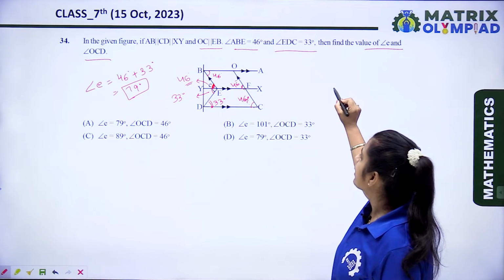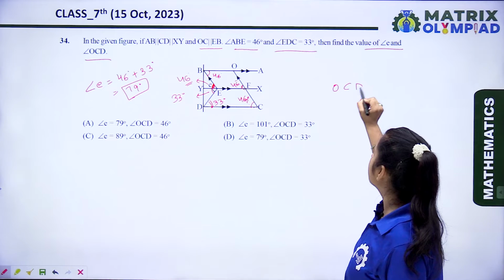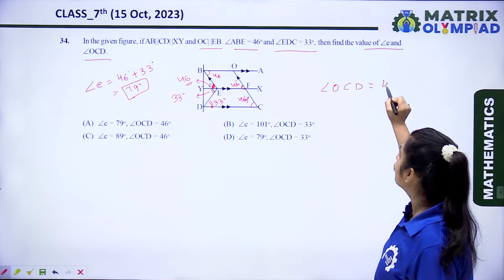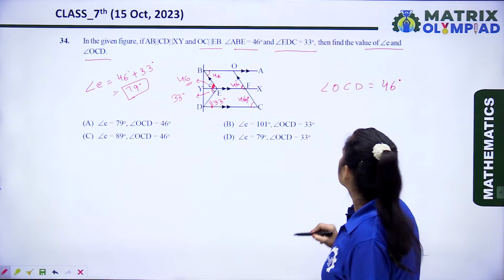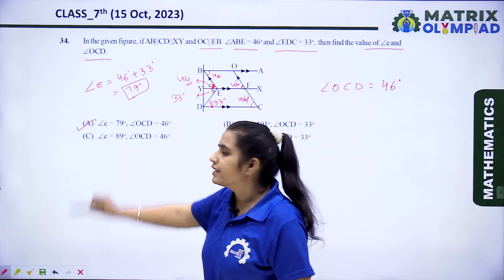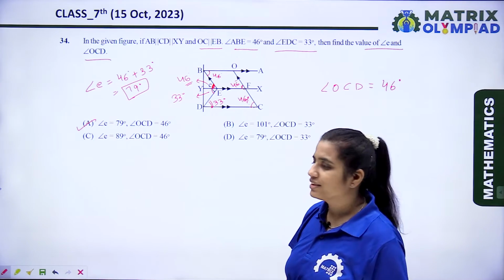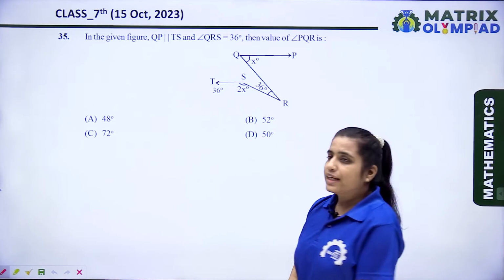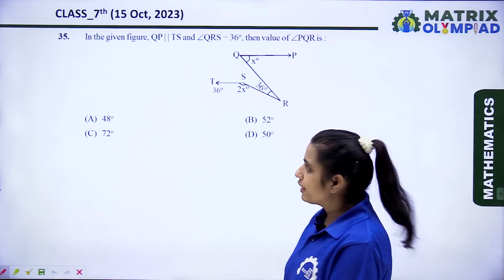So here angle OCD is equal to 46 degree. So here option A is the correct answer. Now let's move on to the next question. Next question is question number 35.